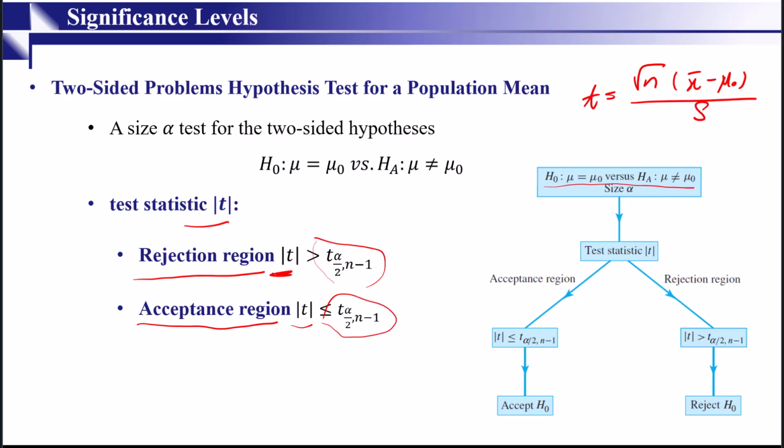We have a two-sided hypothesis test with size alpha. First we find the t statistic, the absolute value of t, and we go to the acceptance region. If the absolute value of t is less than or equal to the critical value, then we accept it. Otherwise, we go to the rejection region, and if the absolute value of t is greater than the critical value, then we reject the null hypothesis.